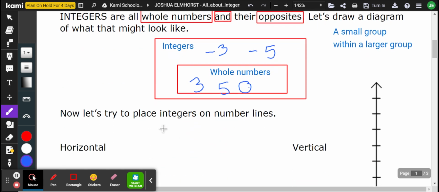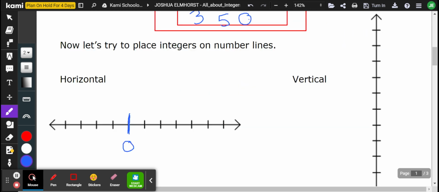Now, we're going to try to place integers on a number line, just looking at how to label numbers without fractions or decimals on a number line. So on the horizontal number line, generally you want to start at 0. It's your starting point where your whole numbers are going to start. So we got 0, 1, 2, 3, 4, 5, 6, just for example.